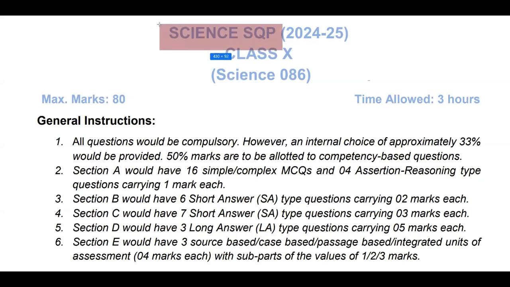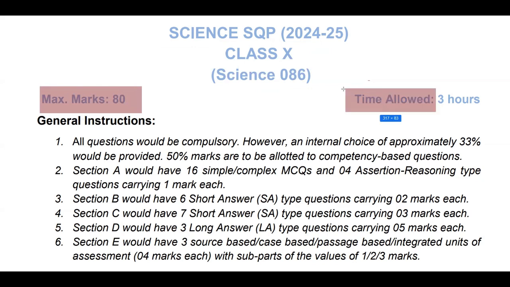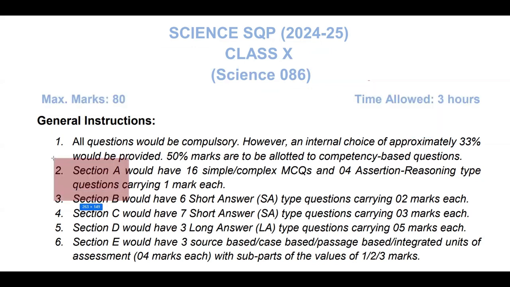In this video, we are going to discuss questions of the sample question paper 2024-25 issued by CBSE for class 10 science, code 086. A few things are already clear to you from the general instructions. There are four sections. Section A comprises 16 MCQs and 4 assertion-reason based questions.